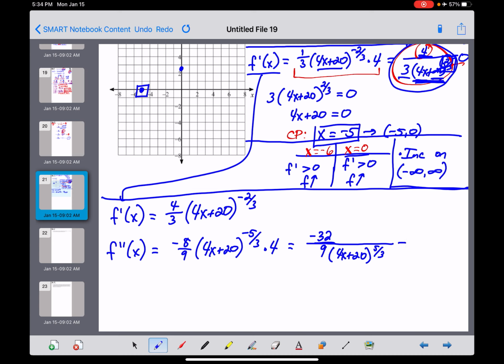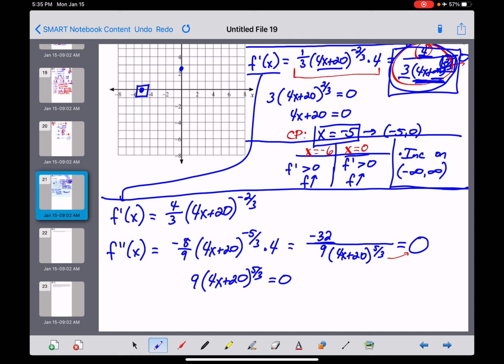Now to find an inflection point, or a potential inflection point, we would set the second derivative equal to 0, but we have the exact same problem here that we had up here a couple minutes ago. This fraction has -32 in its numerator. That will never equal 0, but it might be undefined once again if the denominator was set equal to 0. So I'm going to do the same thing here really that I ended up doing on my first derivative. We're going to take the denominator, 9 times 4x plus 20 to the 5/3 power, set the denominator equal to 0, and solve.